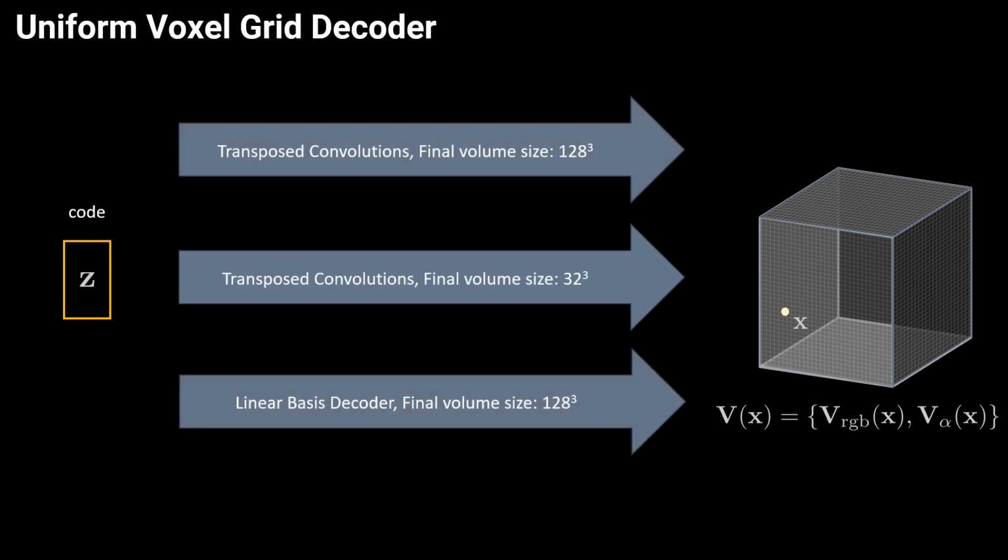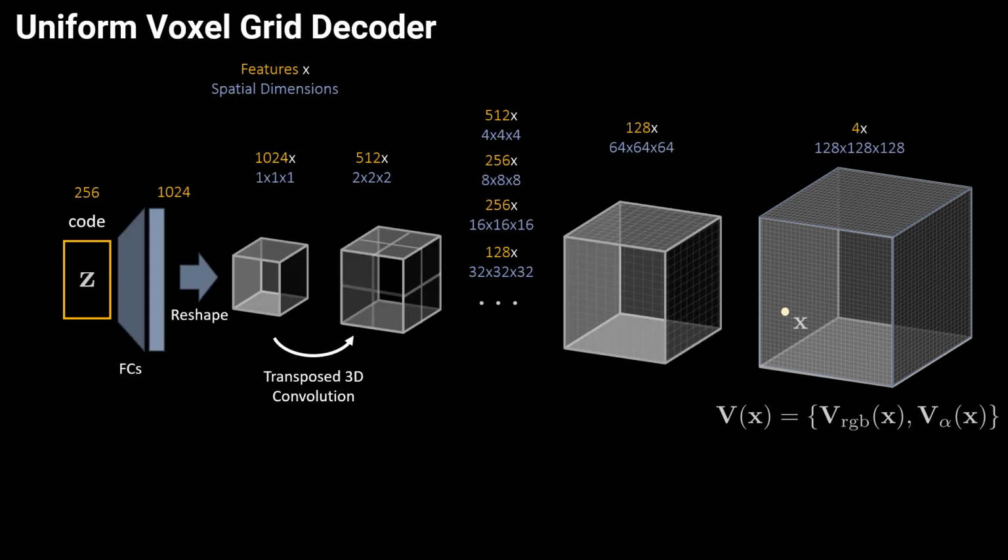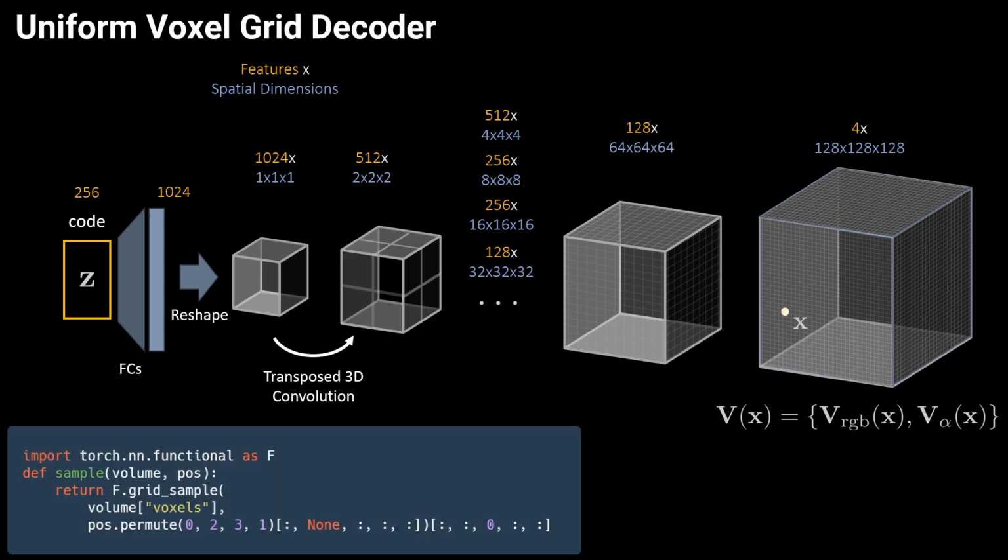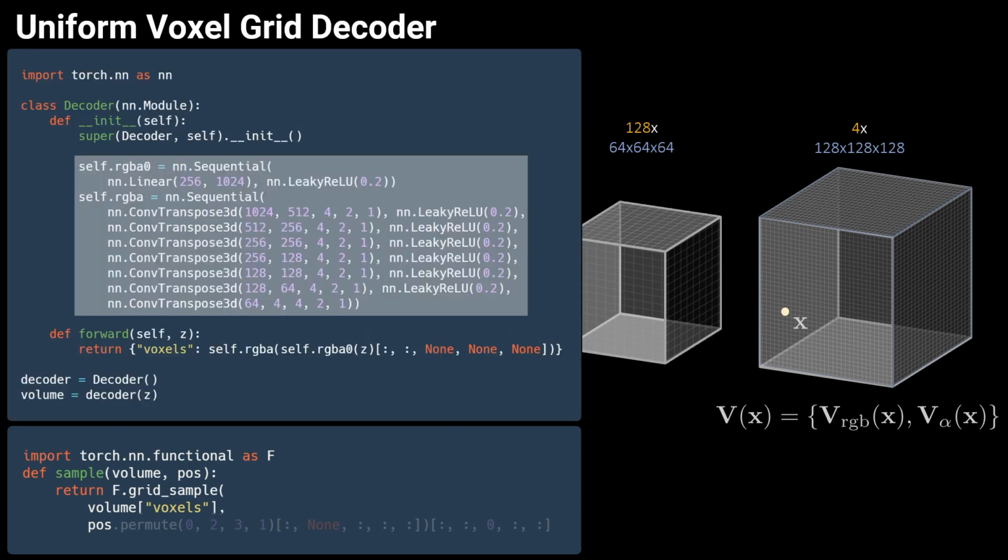In the paper, we experimented with 3 types of decoders, 2 that use convolutions to produce a uniform voxel grid with final sizes 128 cubed and 32 cubed, and a linear basis decoder with a final size of 128 cubed. These 3 architectures trade off speed and quality, as I'll show later in the results. This diagram shows the convolutional architecture we use to generate a 128 cubed voxel grid. It's a series of transposed convolutions at successively smaller channel sizes. The sampling function for this volume is just one line. We use PyTorch's grid sample function to do the trilinear interpolation. Don't worry about all this extra stuff, it's just to make sure the tensor shapes are correct. The decoder class is pretty simple too.